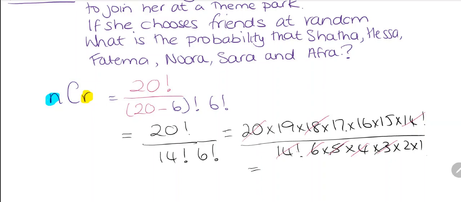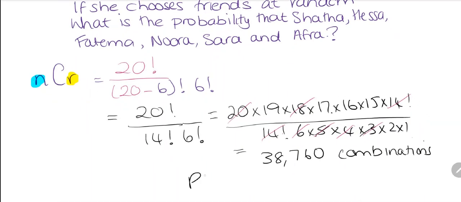But if we put this into a calculator, we're going to get 38,760. So this is the possible combinations. And if we want to find the probability that she chooses the 6 to be those girls, then this is going to be 1 out of 38,760.